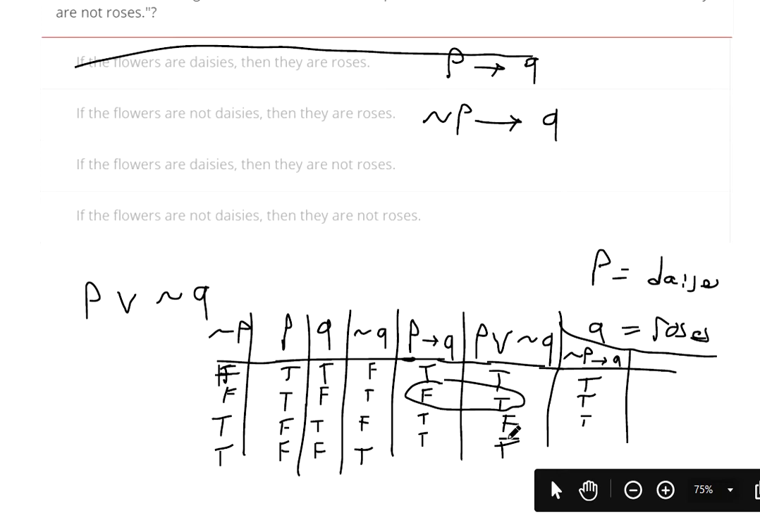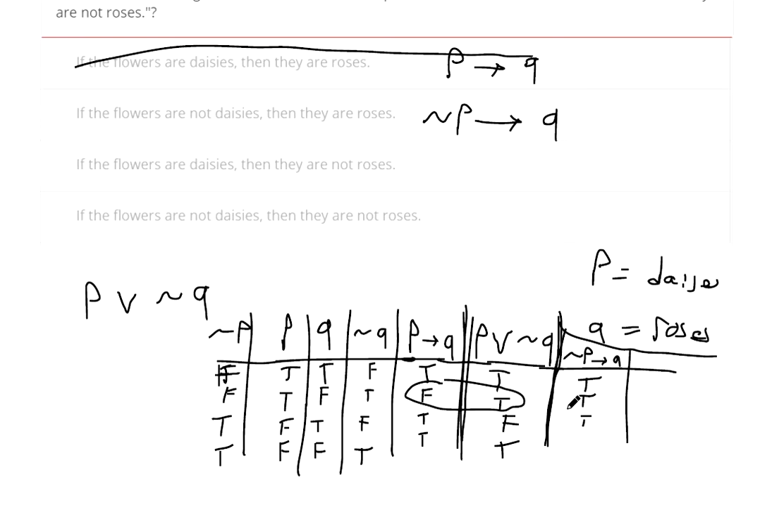And look, that doesn't match the one that we're trying to target, right? This is the initial statement we're trying to match up. We got a true for this row. So that's not what we're looking for there. So this is out. The flowers are daisies, so if they are P, then they are not roses, then they're not Q. So let's check that one out.